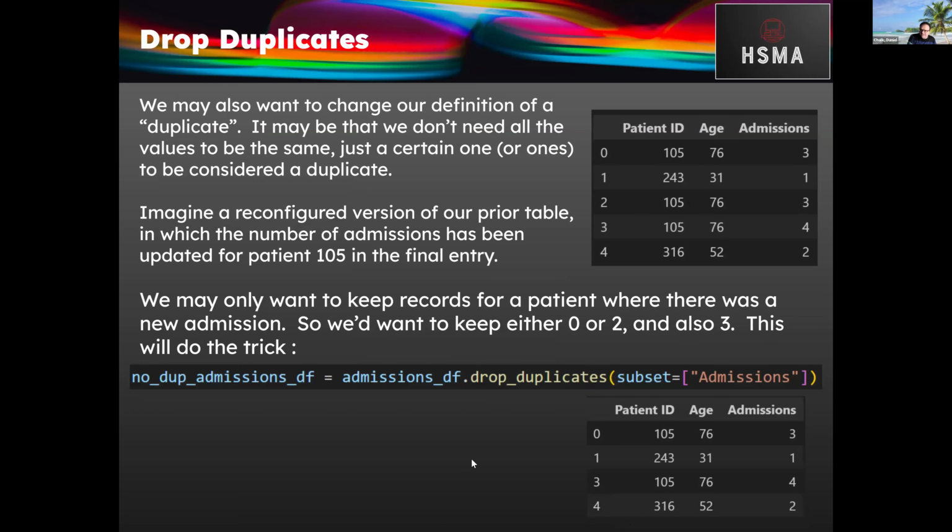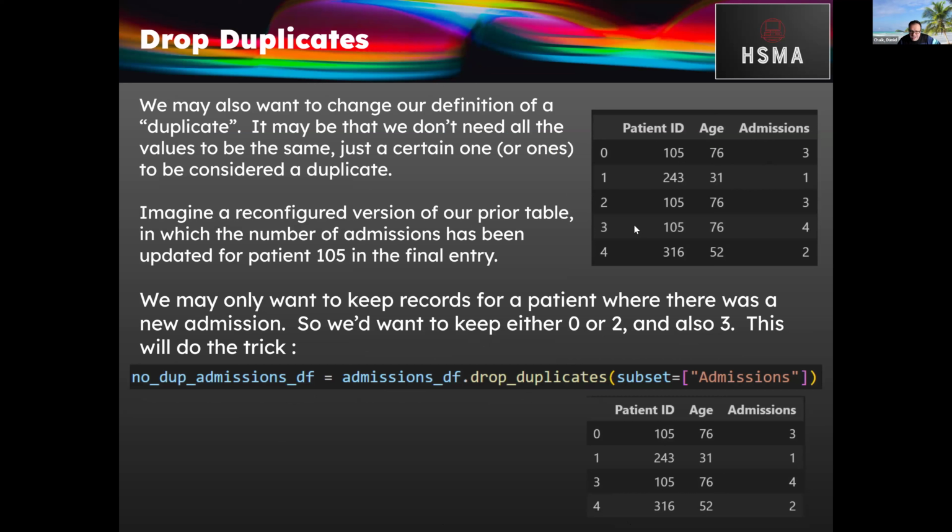Now, that's all well and good, I hear you say, but how likely is it that we want to use that particular definition of a duplicate? It might be we don't need all of the values to be the same. It might be that there's just a certain one that for our particular data we would consider it a duplicate.